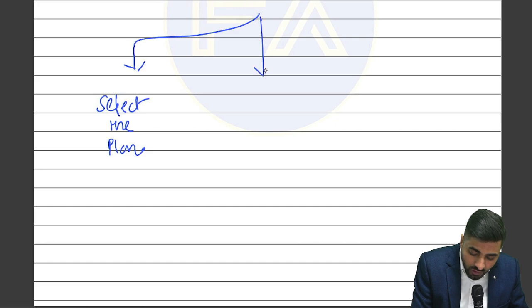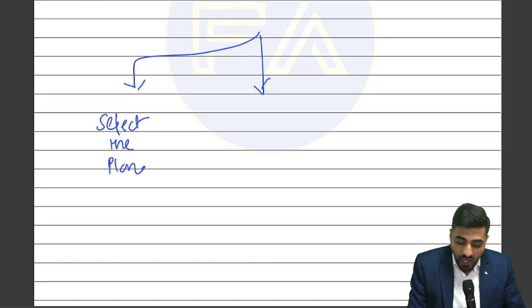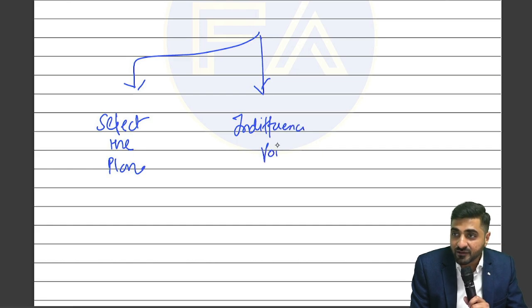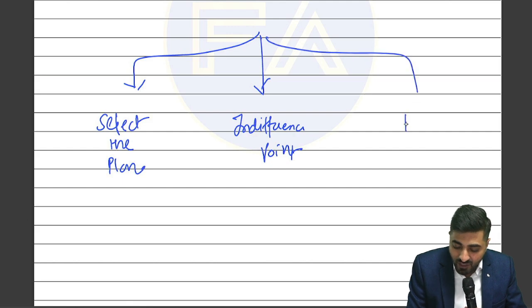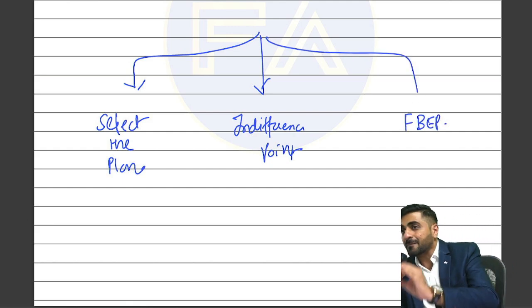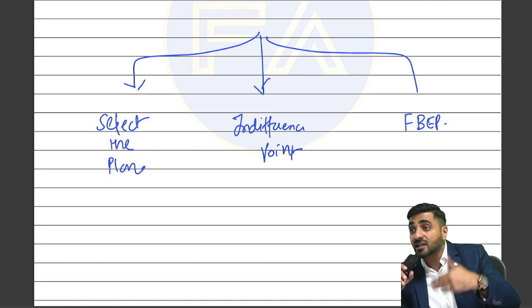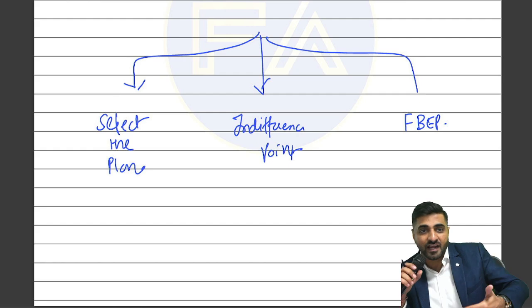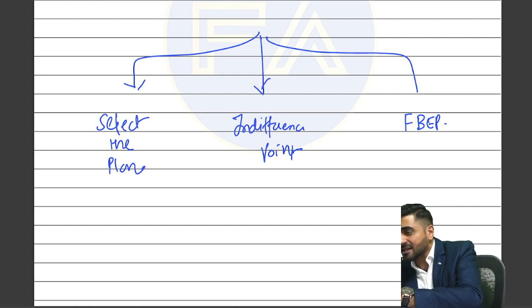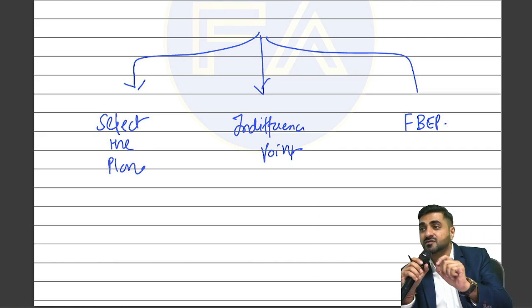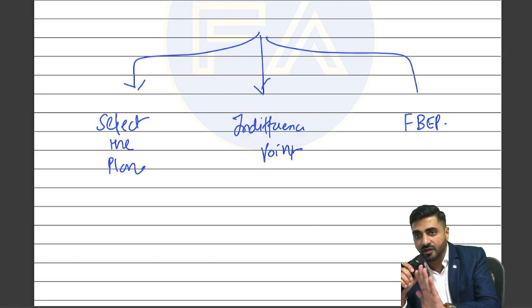Then we are going to learn about how we calculate the indifference point. And the third part is we are going to learn about how we calculate the financial break-even. So this chapter is ideally divided into how many main parts, beta? 3 main parts. The first part will deal with how we select a particular financial plan. The second part is going to deal with the meaning of indifference point. And the third part is your financial break-even.